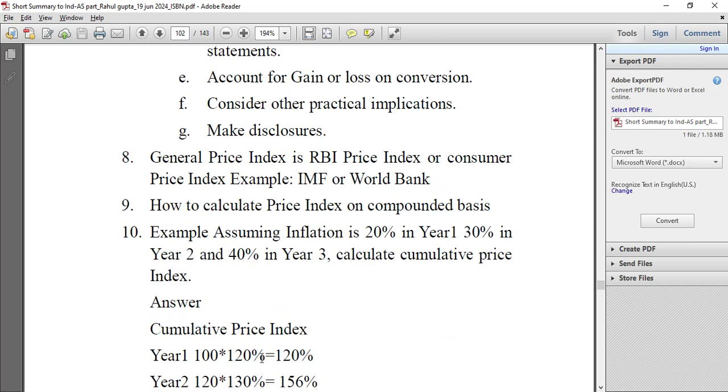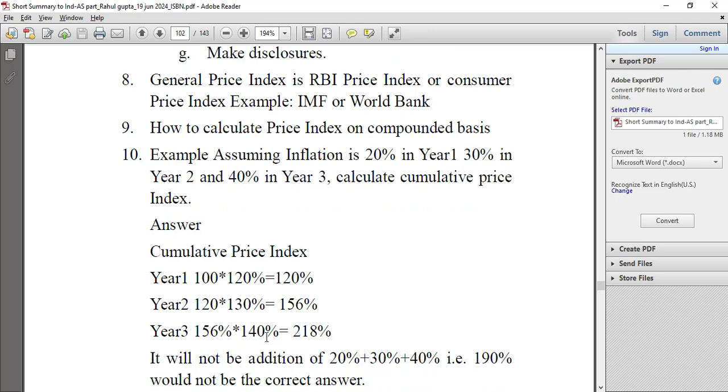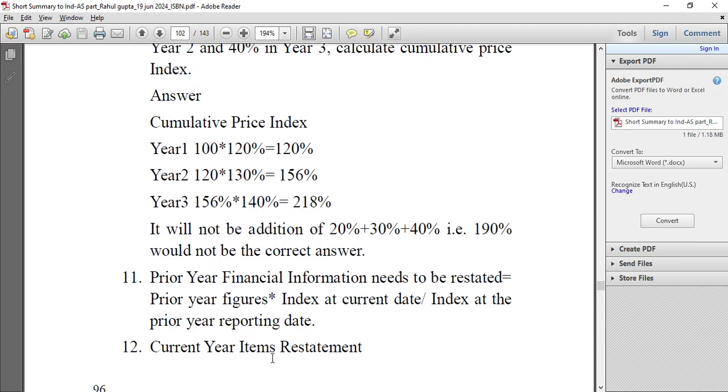100 into 120%, that is 120. 120 into 130%, that is 156. 156 into 140%, that is 218. It will not be the addition of 20, 30, 40, that is 190%. That would not be the correct answer. 218 would be the correct answer.